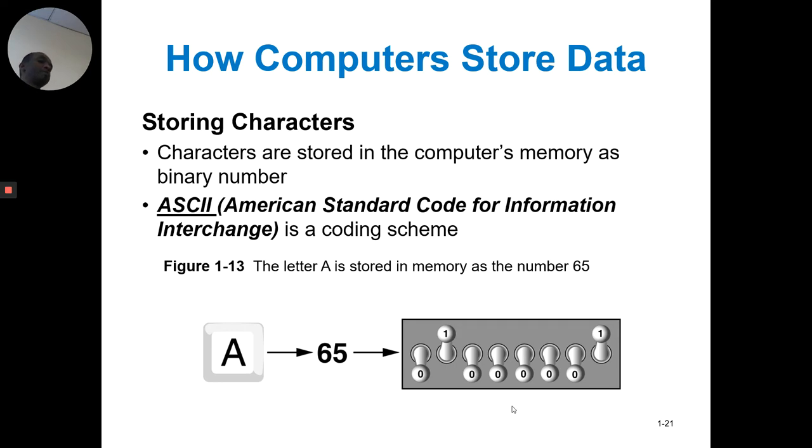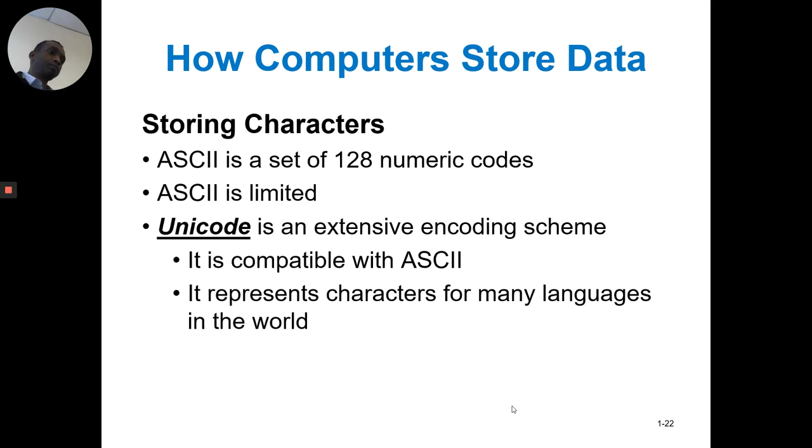Now, we talked about the numbers. In terms of the letters, capital A would be 65, capital B would be what? 66, capital C would be 67, and so forth. It's different from lowercase. If it was a small a, it would be what? It starts at 97, small b would be 98, and then it goes from there. Storing ASCII characters is a set of 128 numeric codes. ASCII is limited. Unicode is an extensive encoding scheme. It's compatible with ASCII. It represents characters for many languages in the world, for example Chinese, Arabic, Hindi, Amharic, and so forth.